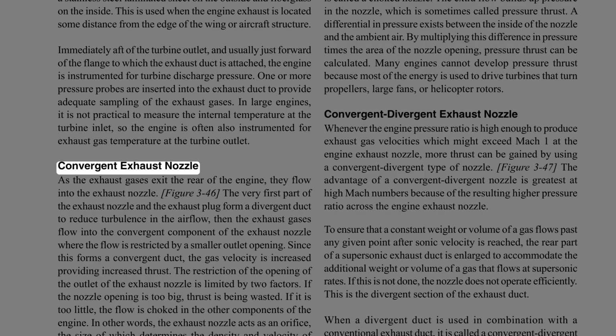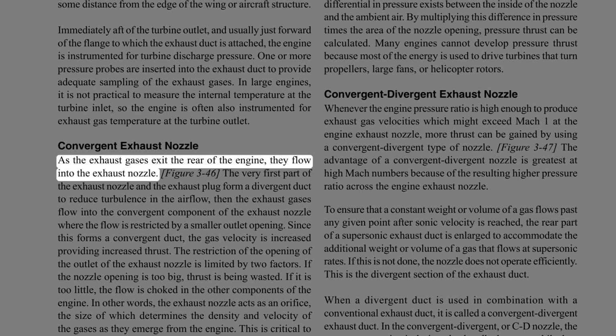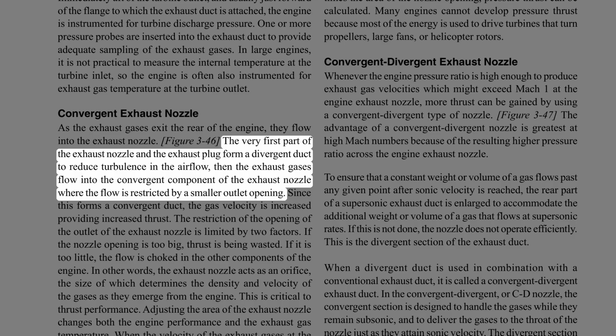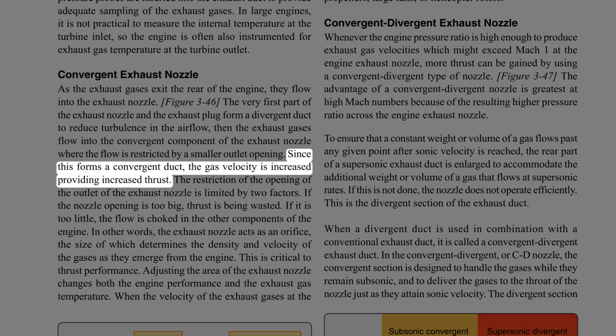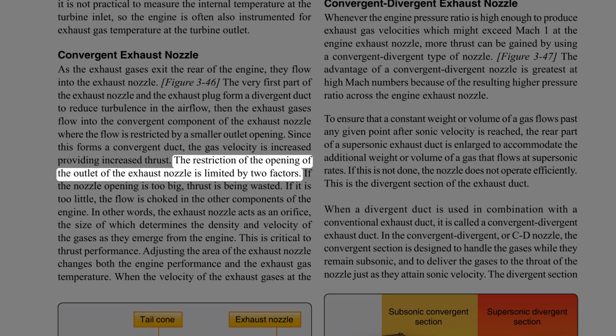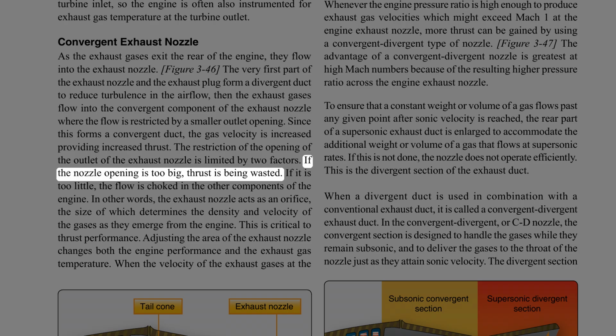Convergent exhaust nozzle. As the exhaust gases exit the rear of the engine, they flow into the exhaust nozzle. The very first part of the exhaust nozzle and the exhaust plug form a divergent duct to reduce turbulence in the airflow. Then the exhaust gases flow into the convergent component of the exhaust nozzle, where the flow is restricted by a smaller outlet opening. Since this forms a convergent duct, the gas velocity is increased, providing increased thrust. The restriction of the opening of the outlet of the exhaust nozzle is limited by two factors. If the nozzle opening is too big, thrust is being wasted.